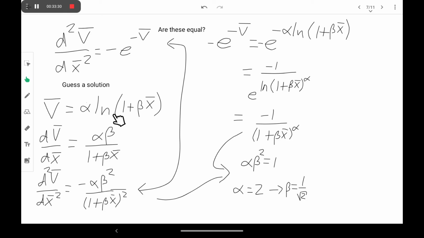But the author proposes this solution, saying, let's suppose that this function that we're trying to find, a function of x, is equal to a constant times the natural log of a sum, okay, with another constant in there. So we need to check that. So it's a guess and check method. So we take the derivative of this function with respect to x bar, which is right there, and we're going to get this. We get 1 over, because that's the derivative of natural log, and then an extra factor of beta will come out because of the chain rule. So we have alpha times beta over 1 plus beta x bar.